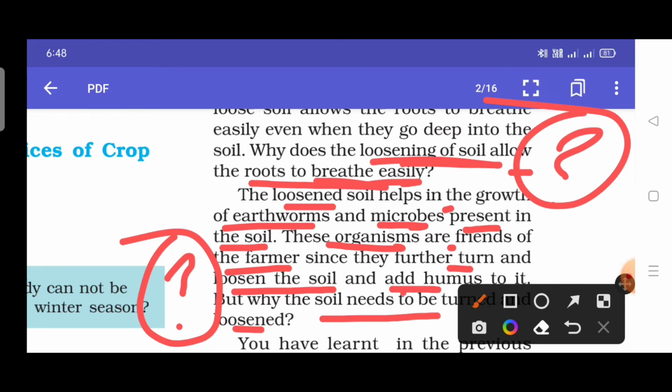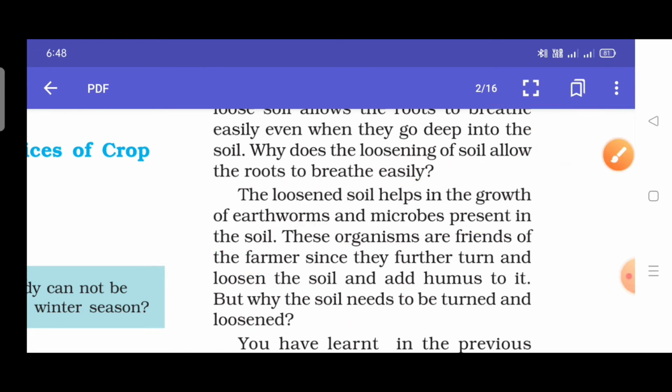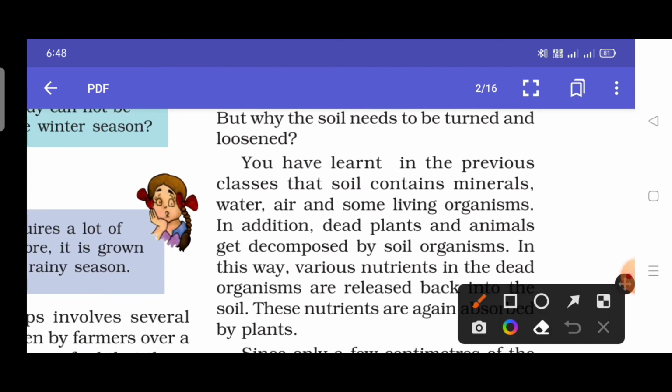Now what is the question now, where the soil needs to be turned and loosened. वाई? हमें सोइल को टर्न करने की, लूजन करने की क्यों ज़रूरत है? Okay, here is the answer. You have learned in the previous classes that soil contains minerals, water, air, and some living organisms like earthworms and microbes. In addition, dead plants and animals get decomposed by the soil organisms.